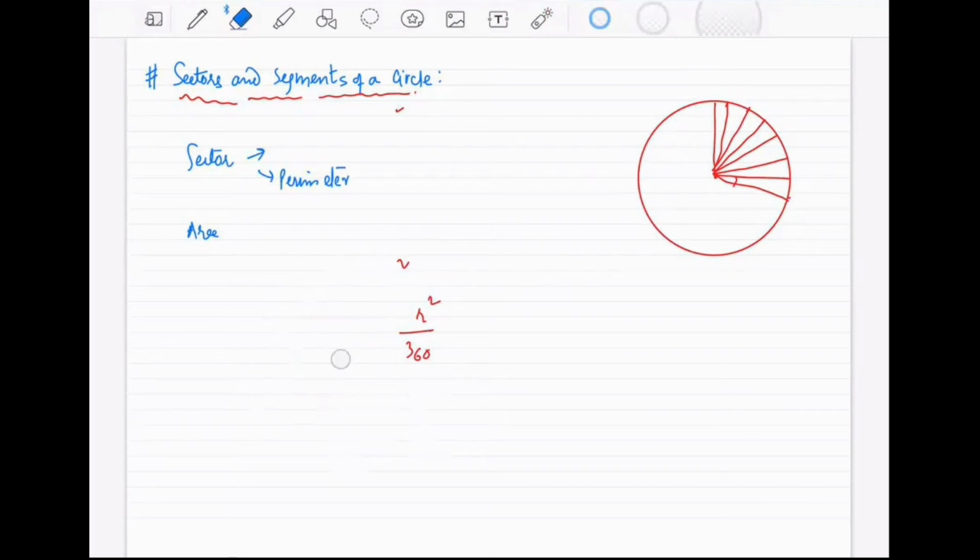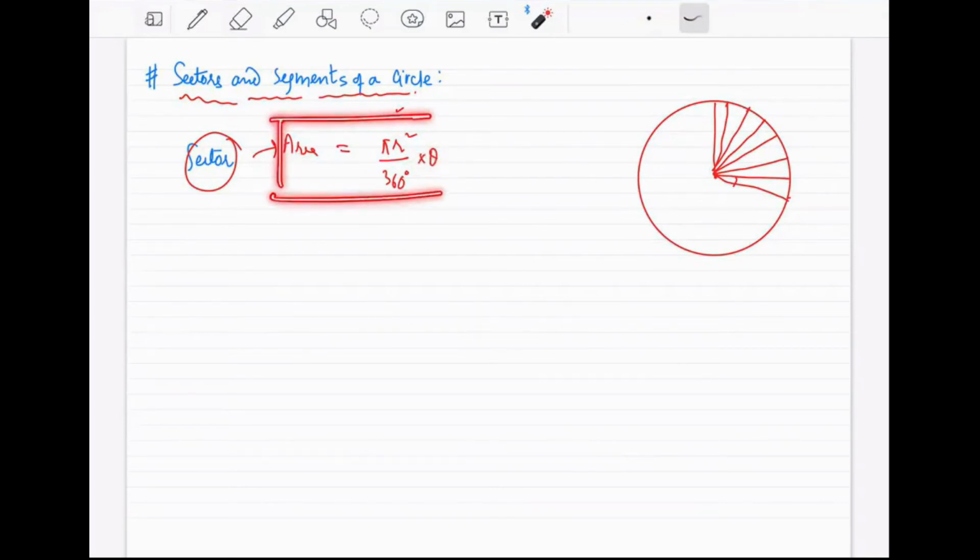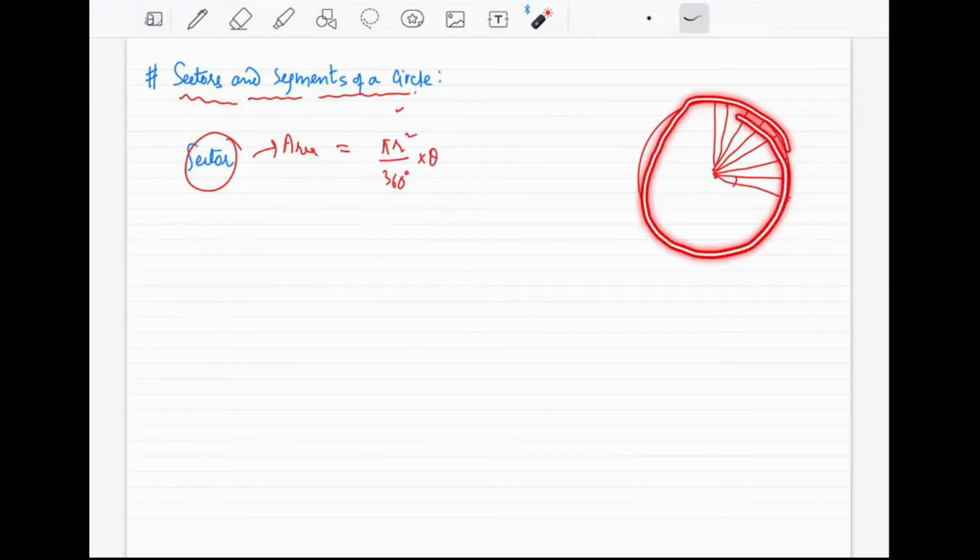All right then. When we consider the sector, its area will be how much? Pi r square by 360. This is for a 1 degree sector. If the sectorial angle is theta, then you have to multiply here with theta. So the area of the sector is given by pi r square by 360 multiplied by theta. You need to remember this. What is the area of a sector? One more thing. What is the whole length of this?